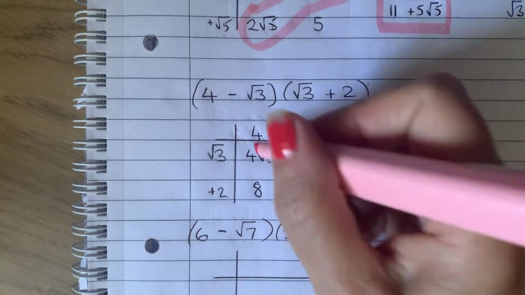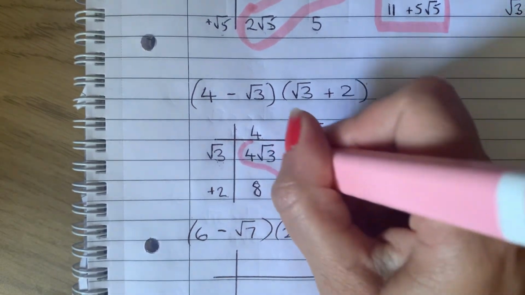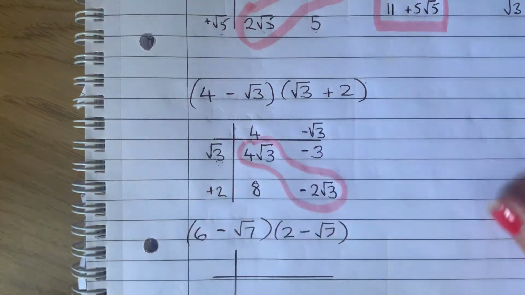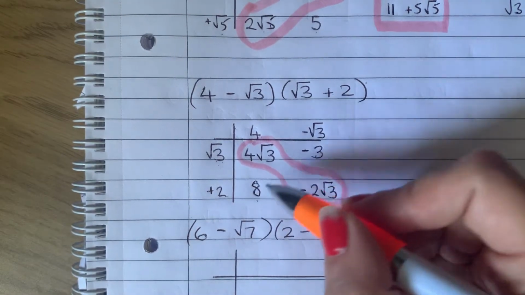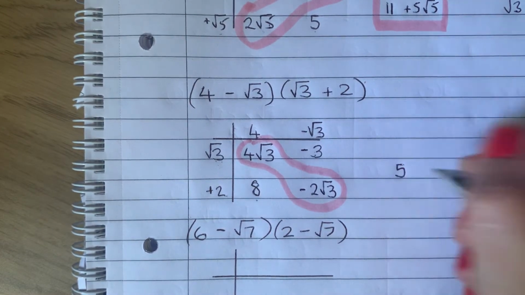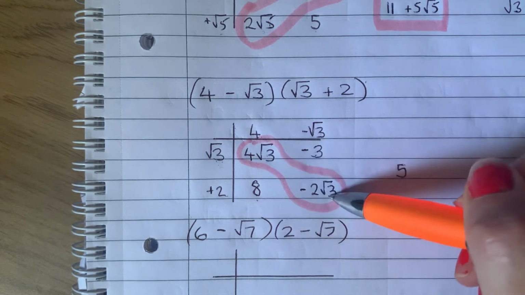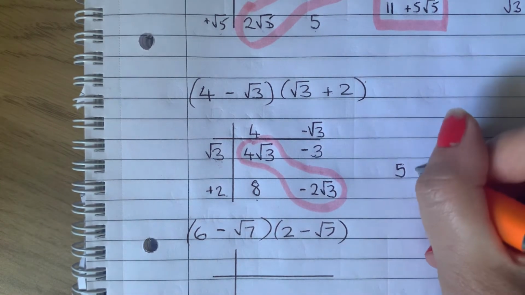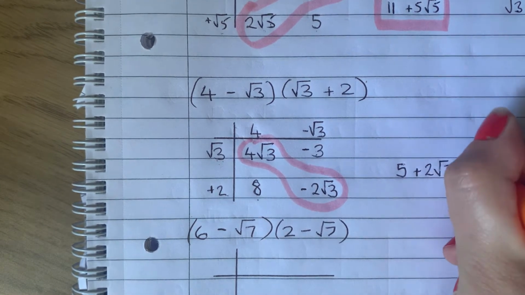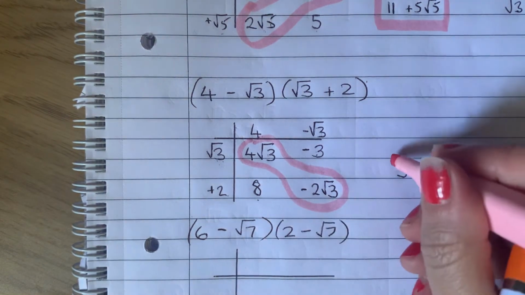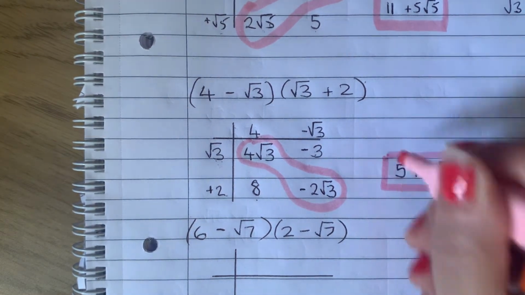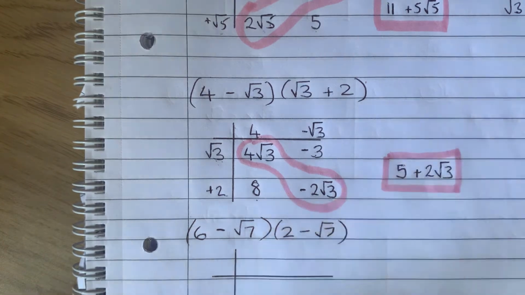Okay, let's collect up our terms. Right, the two numbers first of all, we've got 8 minus 3, which is 5. We've got 4 root 3, take away 2 root 3, which leaves us 2 root 3. Let's try another one.